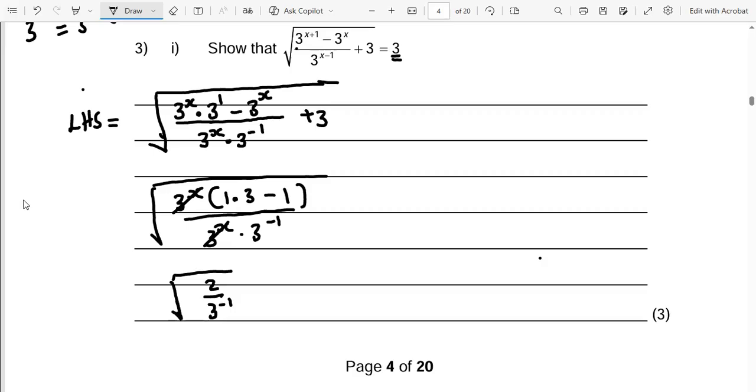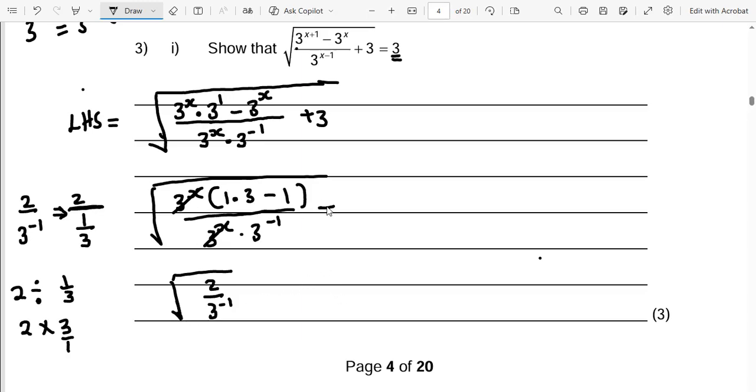Ladies and gents, if I have 2 over 3 to the minus 1, remember, I can write this as 2 over 1 over 3. So it's like saying 2 is divided by 1 over 3. If we change the division to multiplication, we multiply by the reciprocal. So it's like saying 2 times 3, that's 6.